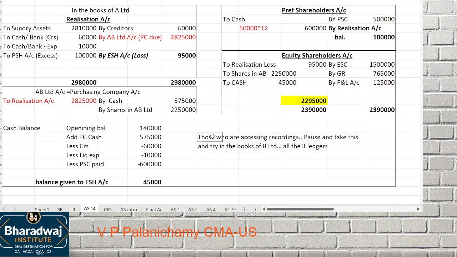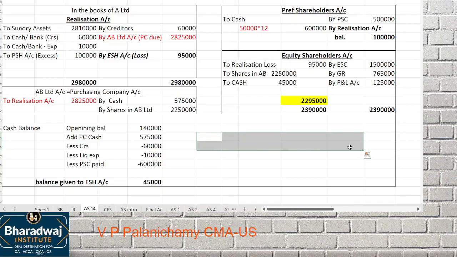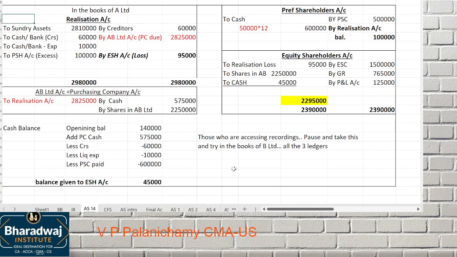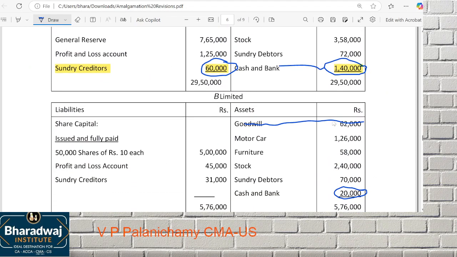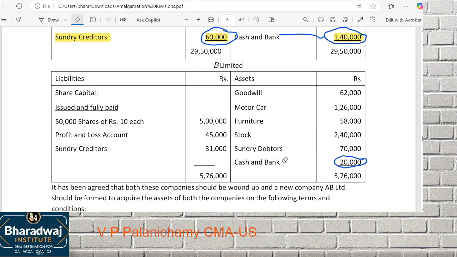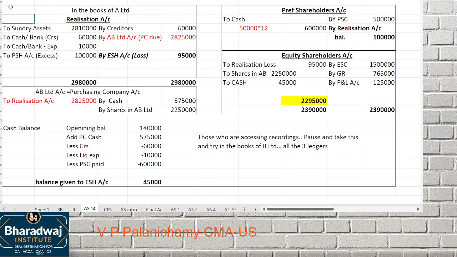After completing B Limited, we'll go to which one? That gap that we left for the first two questions, in the books of which company? Selling company, B Limited. We'll transfer at book value. Selling company, all assets will be transferred at book value, except which one? Cash in bank. Don't bother whether it is recorded in the purchasing company or not.